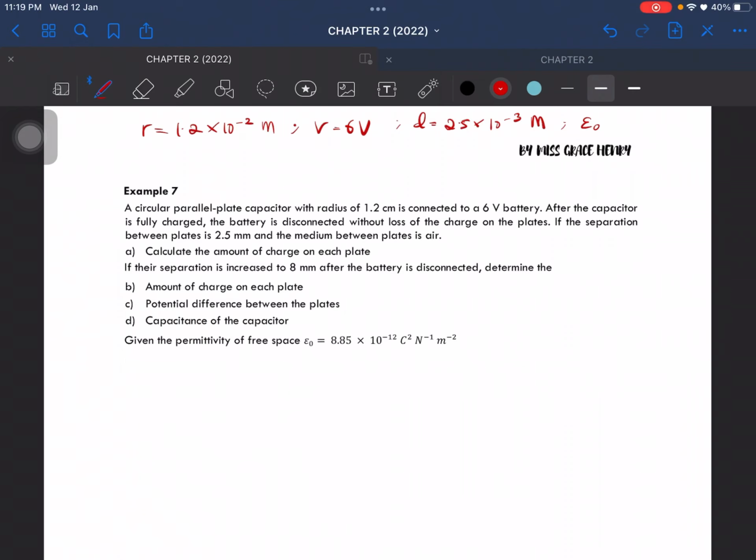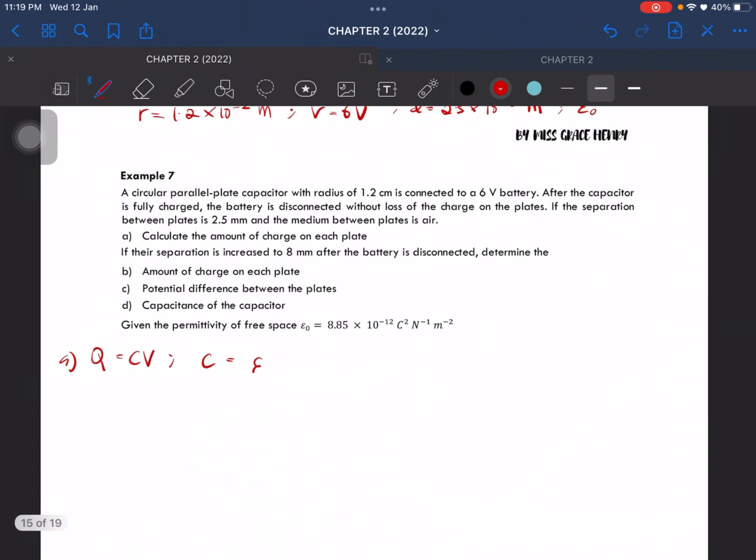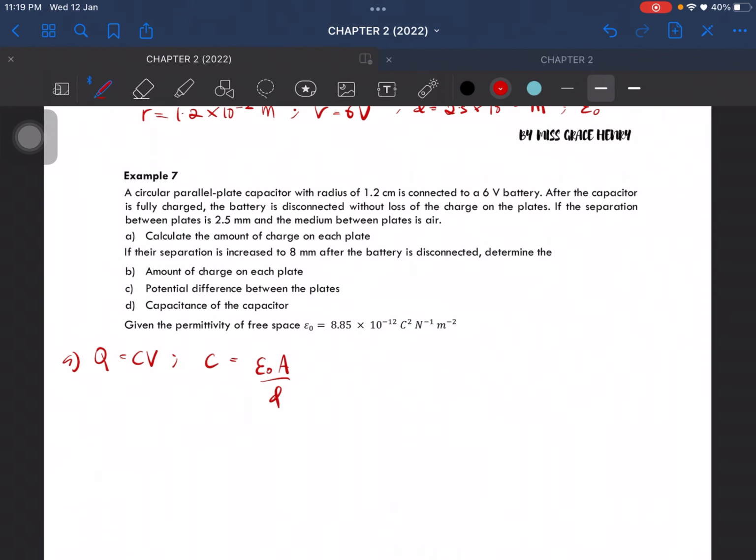Right, to calculate the amount of charge on each plate, we will be using the formula Q equal to CV, and we know that C here is equal to epsilon naught A over d. So from here we can substitute C into this equation in order to get the value of the magnitude of charge.